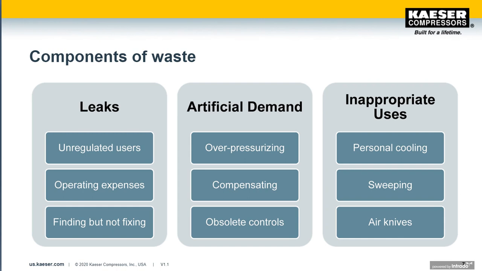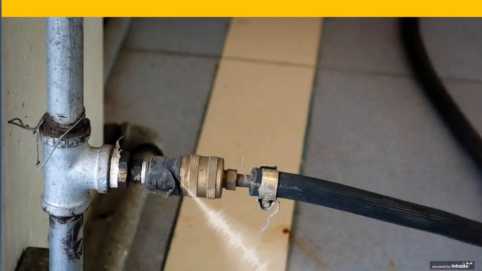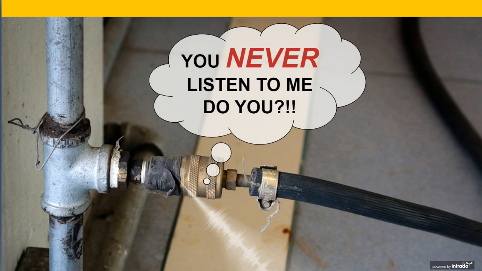And there's a lot of options to remedy these inappropriate uses, and we'll see some of those later on. We're typically so focused on the task at hand that often leaks in the plant aren't addressed. A 1/4 inch opening at 100 psi is equivalent to about 100 CFM. That's a 25 horsepower compressor.